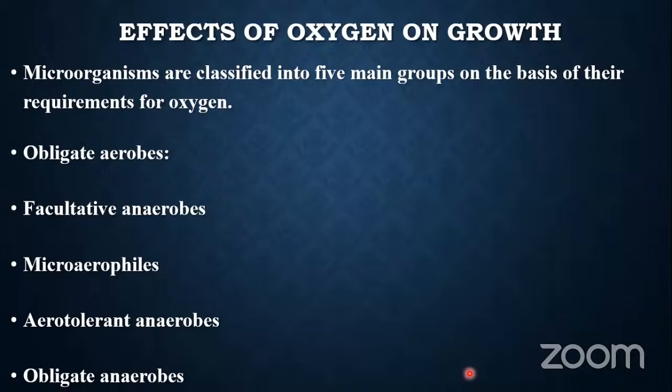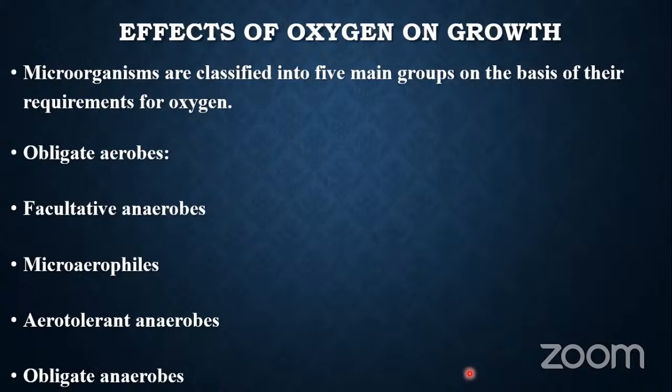For example, we have the Campylobacter and the Helicobacter. Although Campylobacter and Helicobacter are of no industrial use, we are talking about microorganisms that are classified based on their requirement for oxygen. The aerotolerant anaerobes are organisms that essentially ignore oxygen and grow equally well in its presence or absence, while obligate anaerobes cannot tolerate oxygen at all.